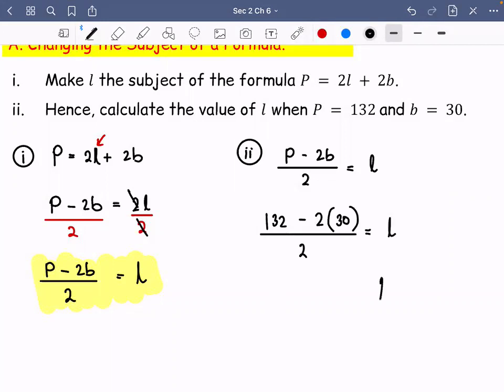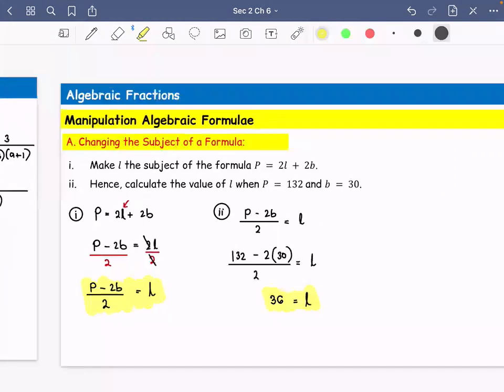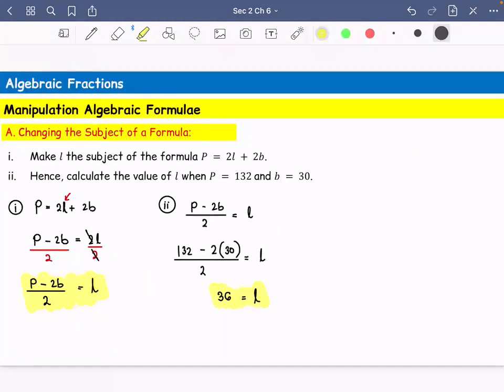So what is your answer here, class? 132 minus 60, divided by 2. So your answer is 36. All right, class, do you have any other questions? No questions.